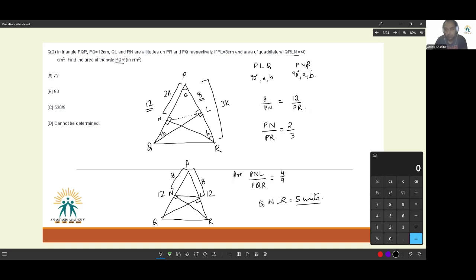Now if 5 units are equal to 40, then PQR, which is 9 units, would be 9 into 8 or 72 units. Area of PQR in centimeter square will be 72 units. I'm certain the answer is 72 because I have used deformation just to confirm it. But I'm looking for which way I can prove it more sincerely.